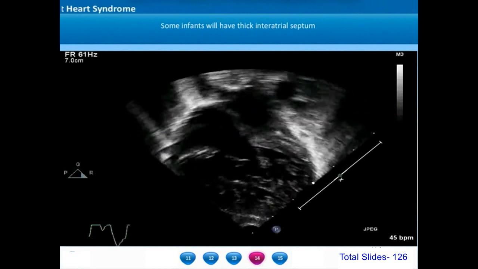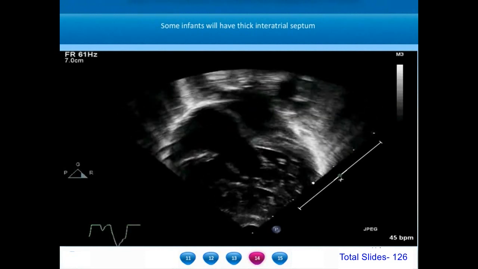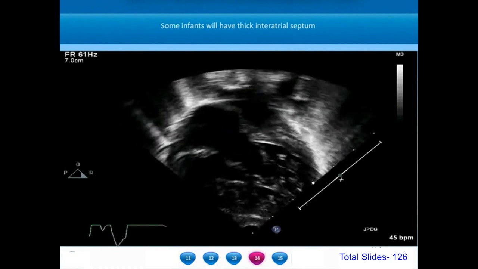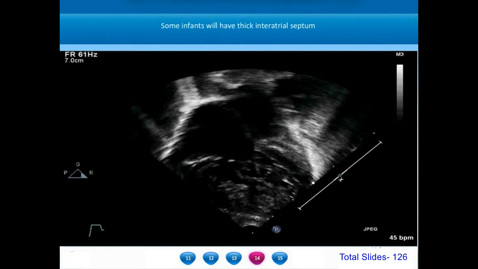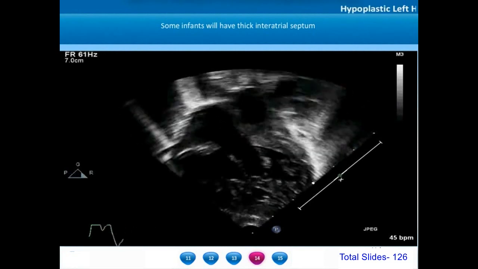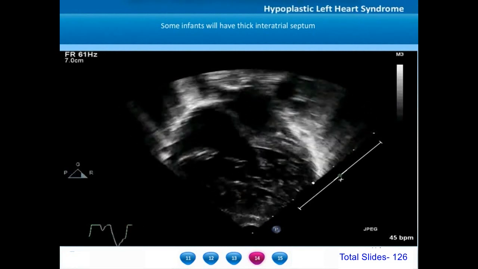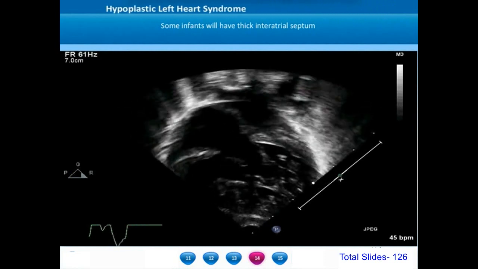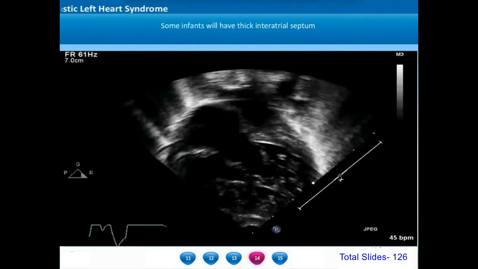Some infants may have a very thick interatrial septum. In this example, we are not able to see the thinner portion of the fossa ovalis at all. The interatrial septum may remain very thick. You can also see that the right ventricle is grossly dilated and very trabeculated.